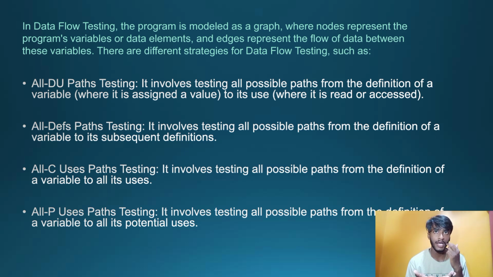In all DU path testing, the path from the definition of a variable to its use is tested. In all def path testing, the path from a variable to its subsequent definitions is tested. In all C use path testing, the path from the variable to all its uses is tested. In all P use path testing, the path from the variable to all its potential uses is tested.